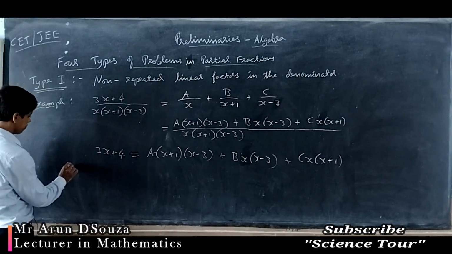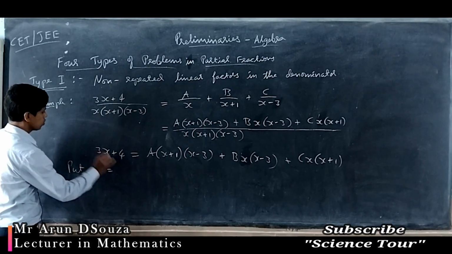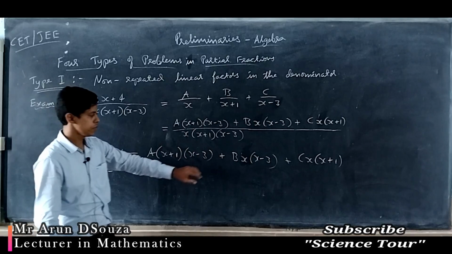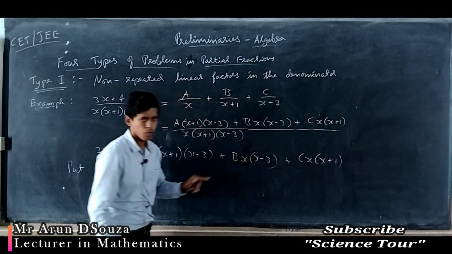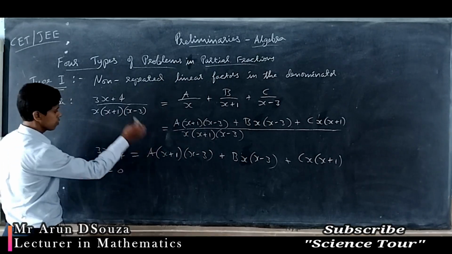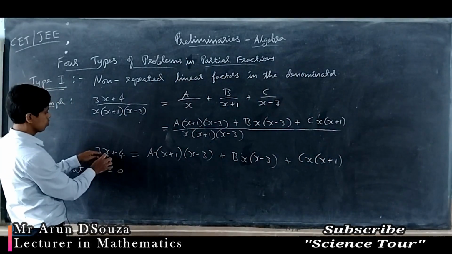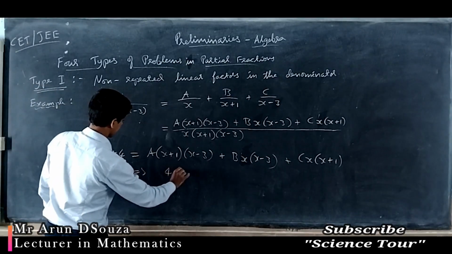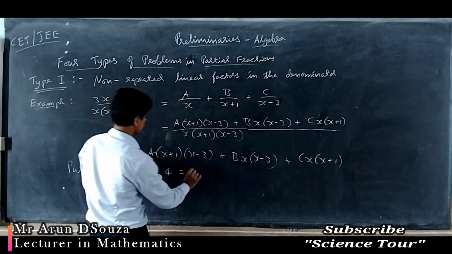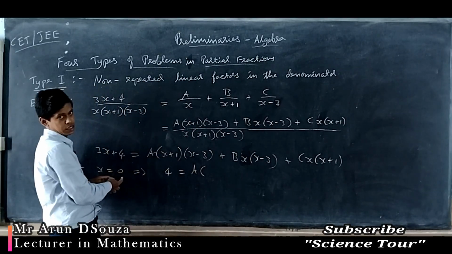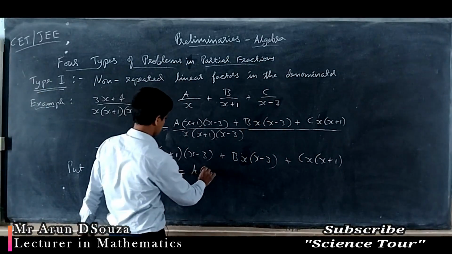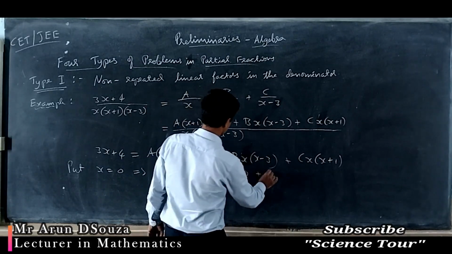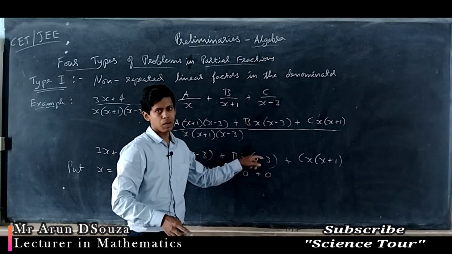Put x is equal to, I want to make b and c 0. So how can I make b and c 0? Put x is equal to 0. So put x is equal to 0, you will get the value of a directly. When I put x is equal to 0, I have to put it here also. So 4 is equal to, this is 0 plus 1 because x is 0. So this is 0 plus 1, and this is 0 minus 3. So that is minus 3, and these two things will be zeros because 0 is multiplied.